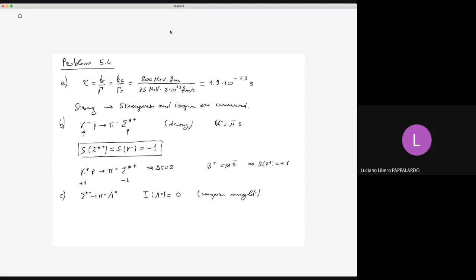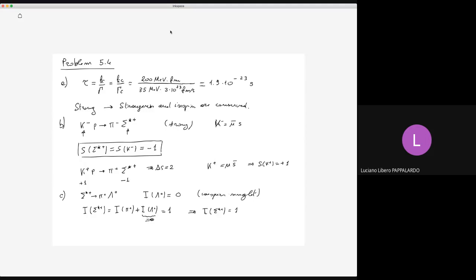Since this is a strong decay, as we deduced from the decay time in point A, isospin must be conserved. So the isospin in the initial state, the isospin of the sigma star plus, must be equal to the isospin in the final state, which is only given by the pi plus, because the lambda is a singlet, so its contribution is 0. The isospin of a pion is 1. So overall, the isospin of this sigma star plus must also be 1.